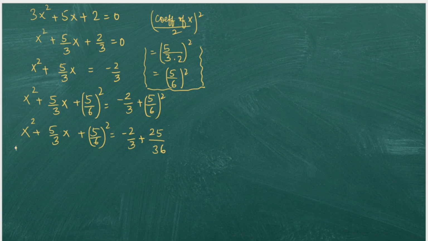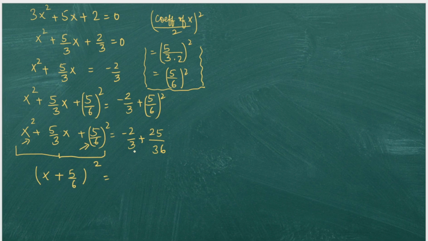At this step, I can write the left hand side as the square of some binomial. And what binomial? This first term x plus always this third term 5 over 6. So x plus 5 over 6 whole square. And that is why this method is called completing the square method, because we are able to write the left side as the square of some binomial. Now we will solve this right hand side part.